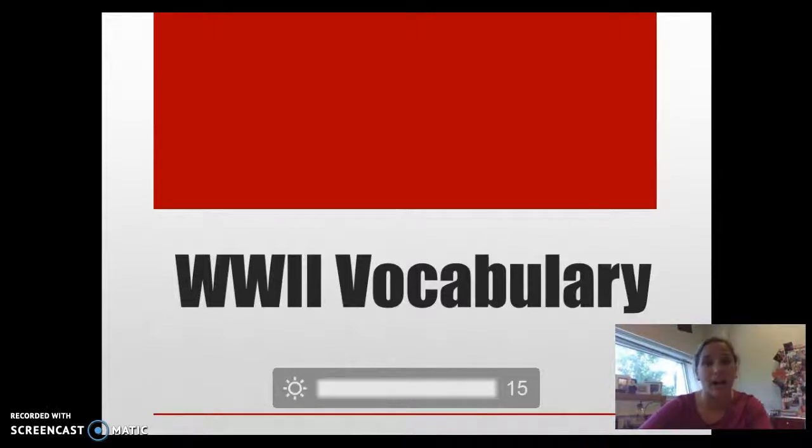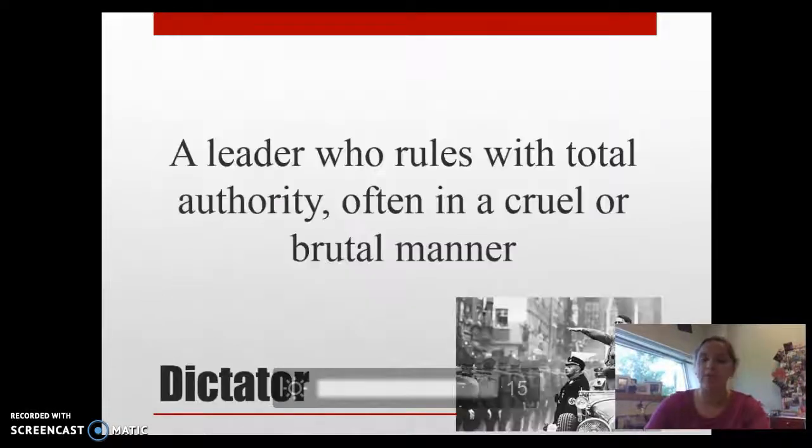Remember, you need to be keeping track of your notes and keeping track of everything we're doing in class for your test next Friday. Okay, so World War II vocabulary, let's go through some of these. Most of these might be review from last year, but we need to go ahead and review those so that you understand them as we move forward here.